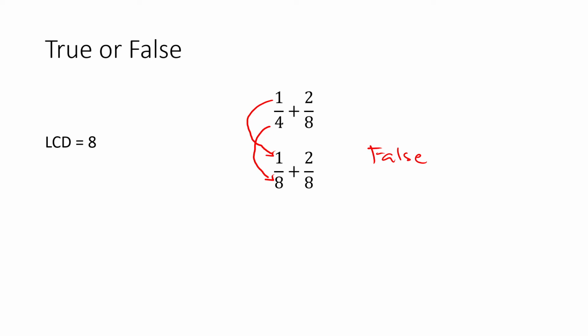So how did we change 4 to 8? Well, we multiply 4 by 2. So we also need to multiply 1 by 2. So the equivalent fraction of 1/4 is not 1 over 8, but instead 2 over 8. That's why it's false.